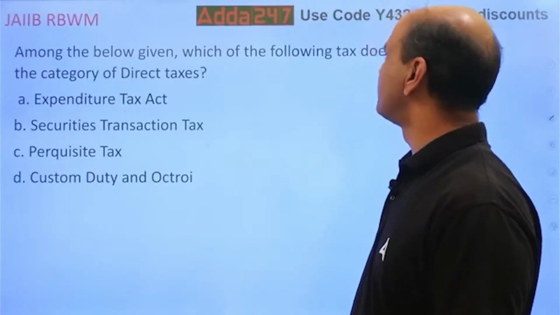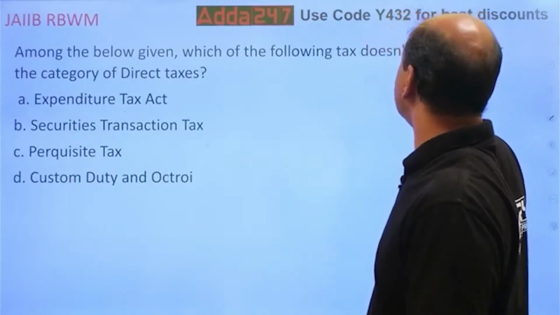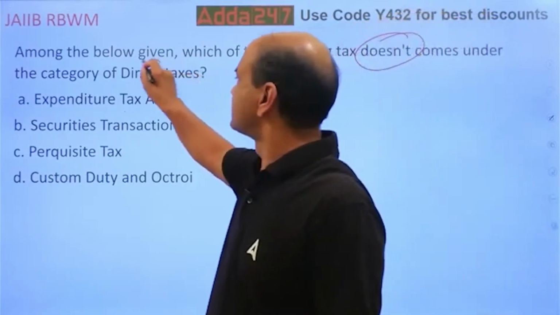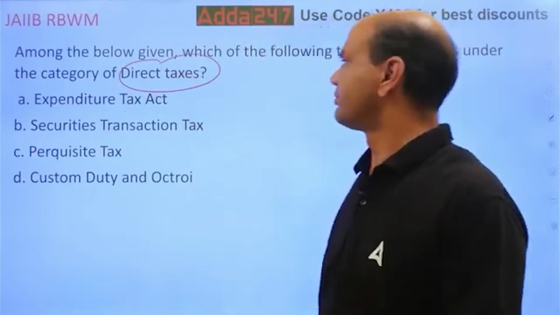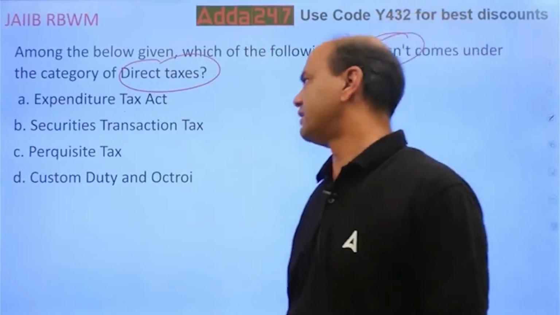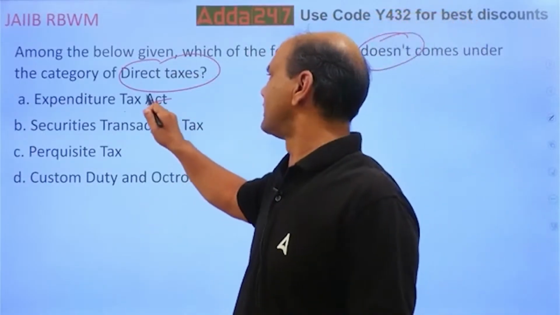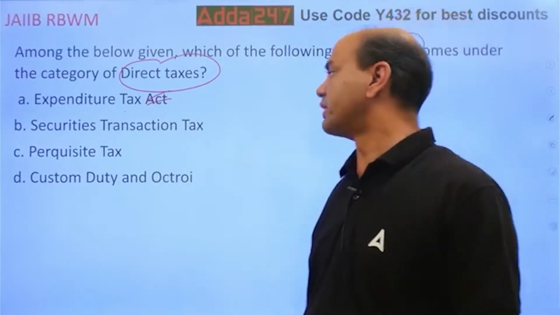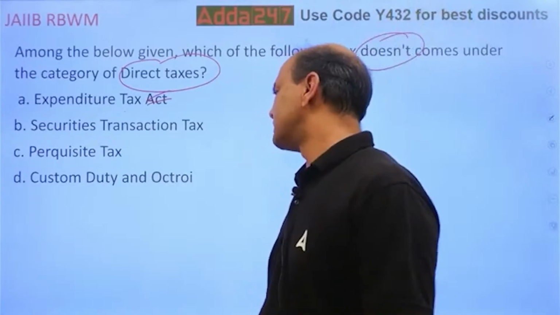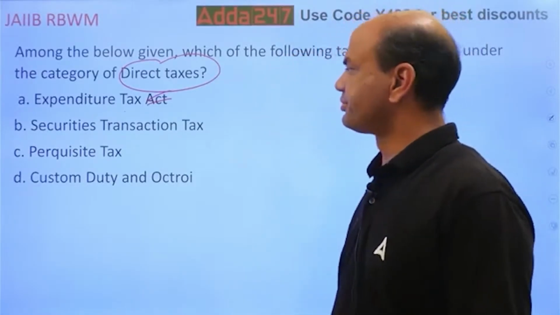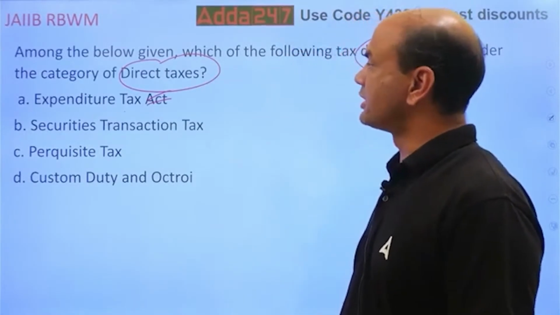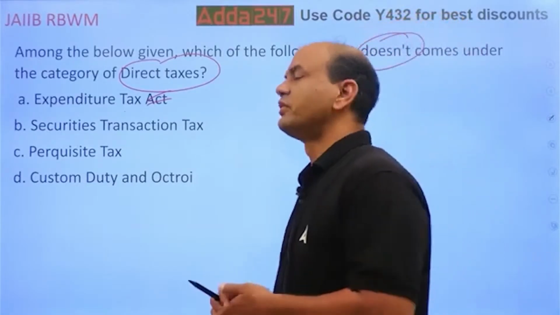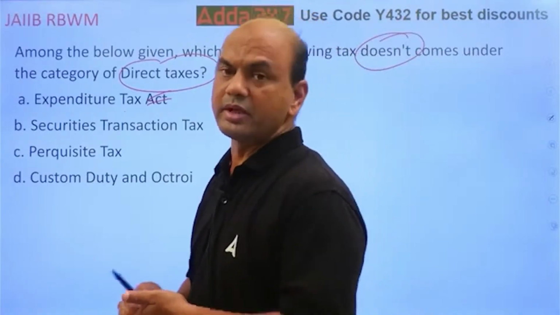Among the below given, which of the following taxes doesn't come under the category of direct taxes? Expenditure Tax Act, forget this act. Expenditure tax, security transaction tax, perquisite tax, customs duty and octroi. So which does not come under the direct taxes? Now what is the difference of direct tax? What is the meaning of direct tax?